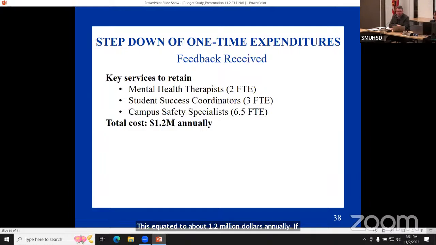I don't have $1.2 million of new funding coming in, so we had to be creative in how we might cut back on the general fund to afford these positions.